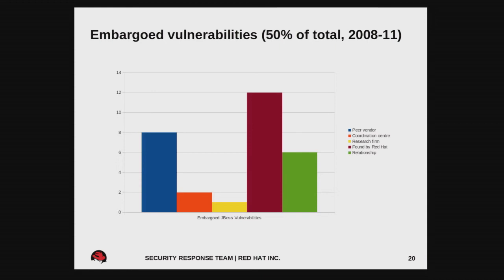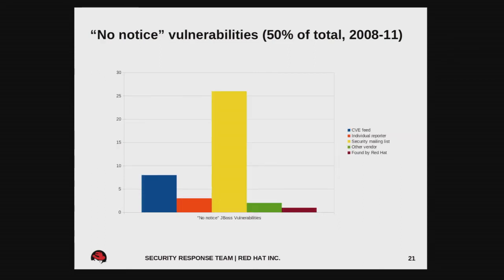So here's where we got this. This is just JBoss vulnerabilities, not all Red Hat vulnerabilities. This is where they came from, and this is a really interesting graph. I took off the whole of Red Hat one, but I wish I hadn't, because it's a very different picture. What you notice is that found by Red Hat is actually the main source of issues, and the other source is other vendors. That would be something like the Spring issue. Research firms: one issue from 2008 to 2011 was reported to us by a professional security researcher.